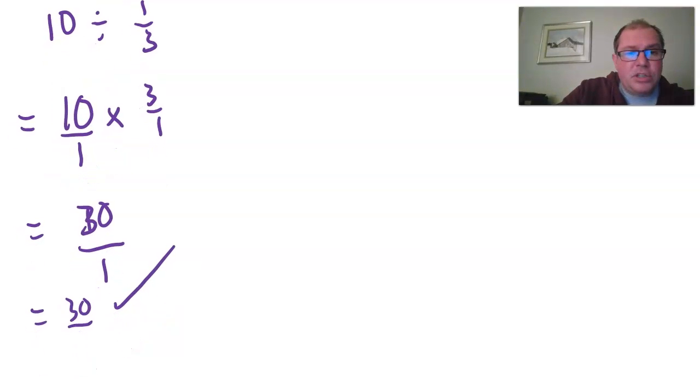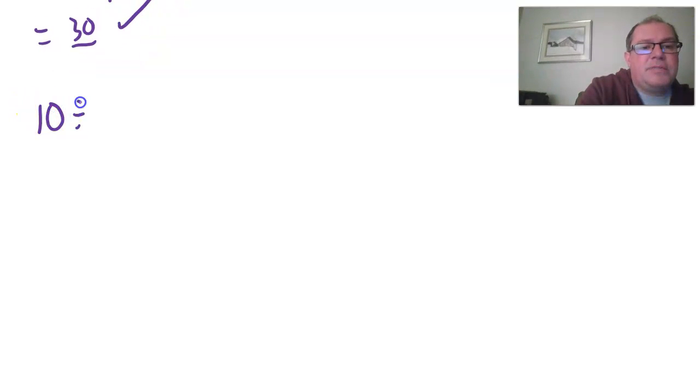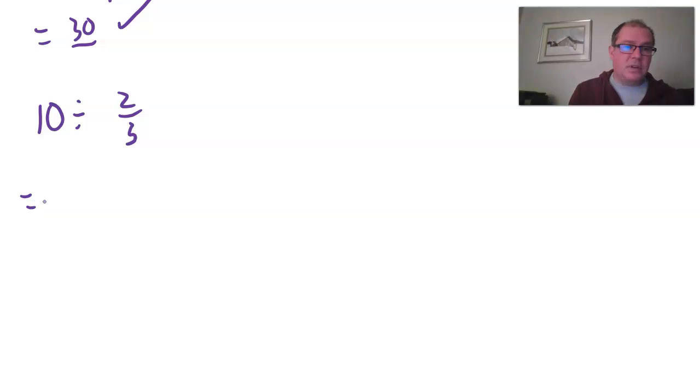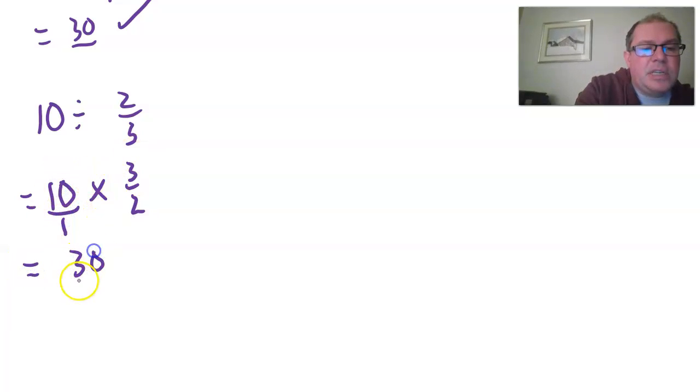Let's do a harder one. Let's do 10 divided by 2/3. Pause the video, try it yourself. Here we go. So leave the 10 as it is, change dividing by 2/3 by timesing by 3 over 2. You can change the 10 to 10 over 1. 10 times 3 is 30. 1 times 2 is 2. I get 30 over 2, which is 15.